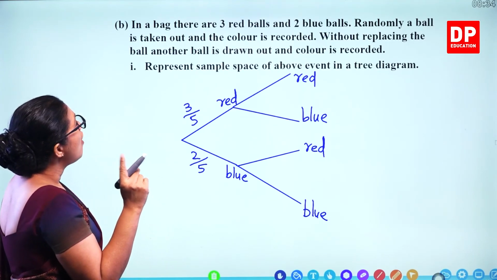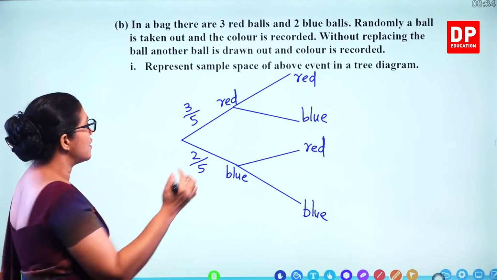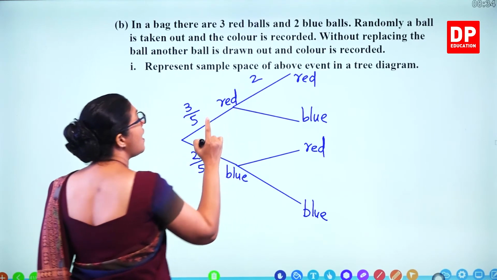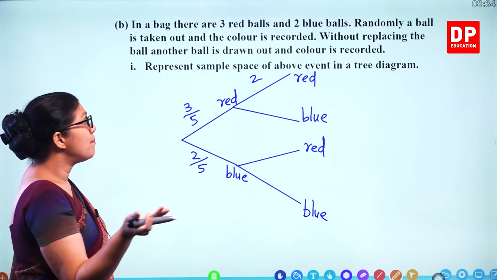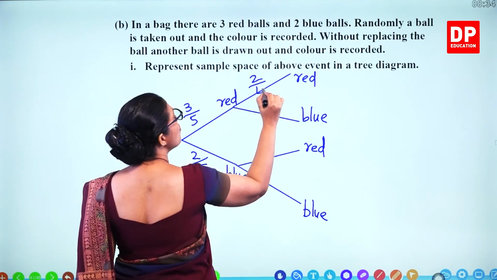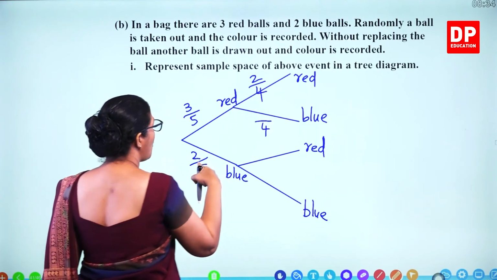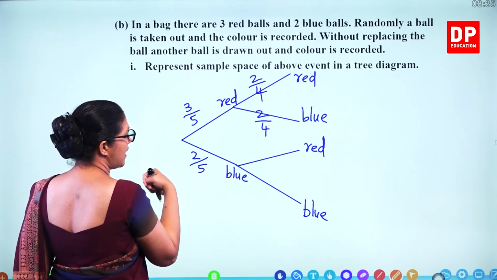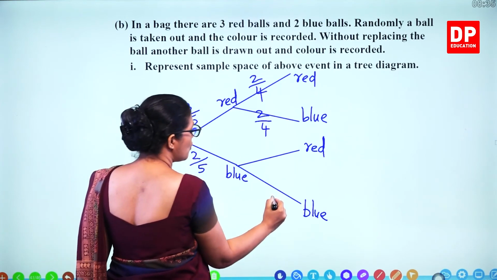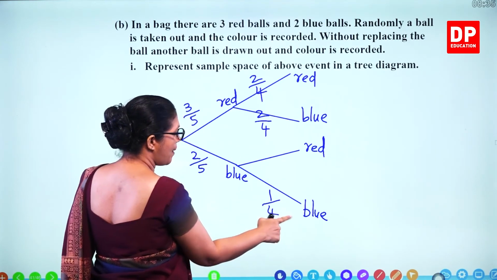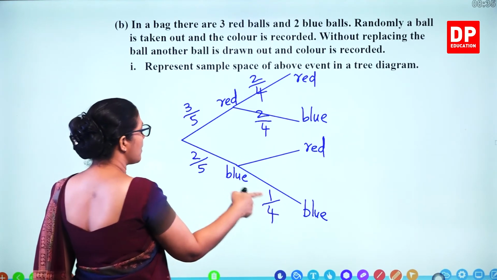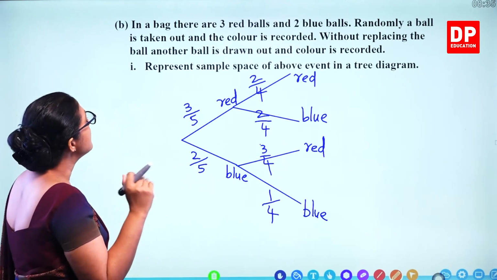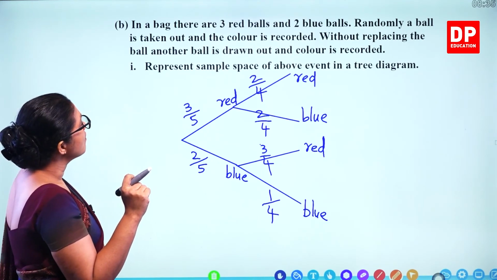Then you are taking one and not replacing. So red is taken. So now 2 reds are there. So now altogether how many balls? 4. So 2 out of 4. So out of 4 now 2 blues are there. This is blue one has taken. So then 1 remaining. So 1 over 4 there. Getting another blue. Then red ones 3 over 4. So this is the tree diagram.